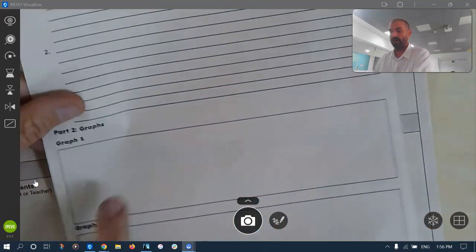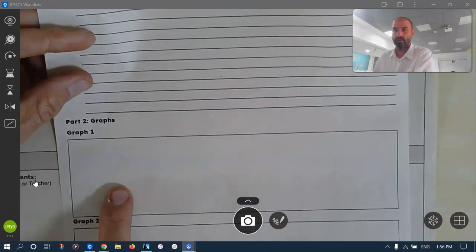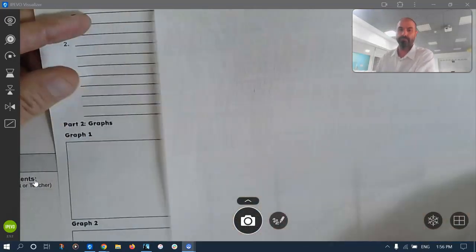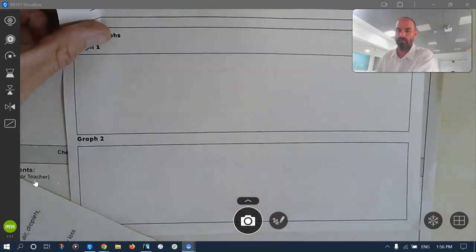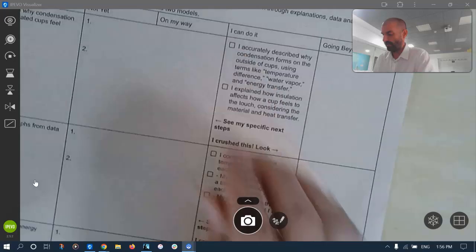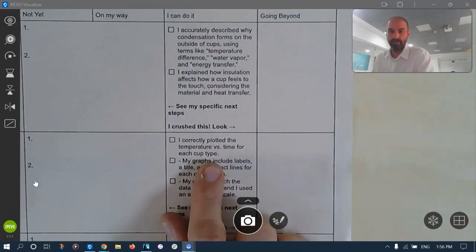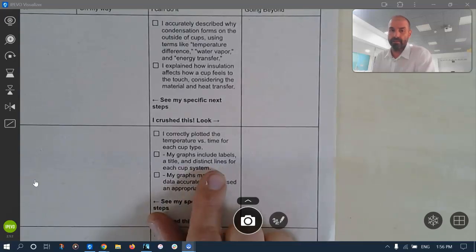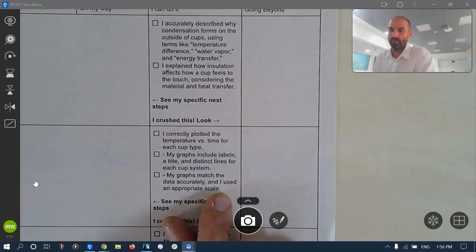Where do you make the graph? You make the graph where it says graph 1. Here, this is for graph 2. This is the second table. What are we supposed to do? Let's look back. I correctly plotted the temperature versus time for each cup type. My graphs include labels, a title, and distinct lines for each cup system. My graphs match the data accurately, and I use an appropriate scale.